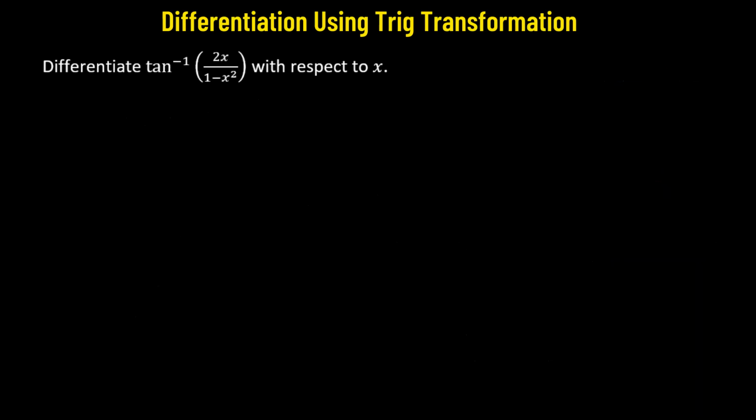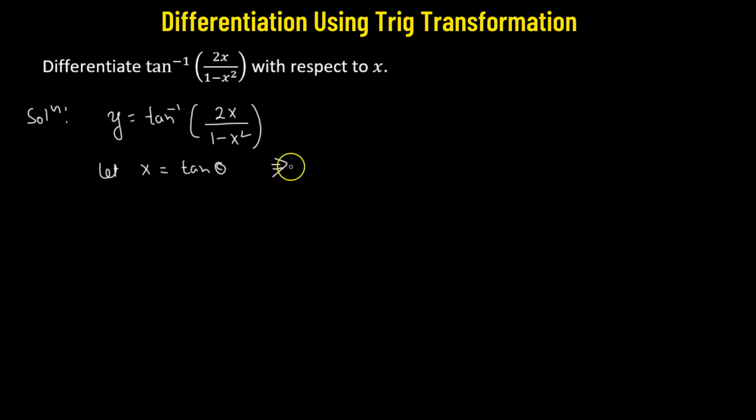So here we have tangent inverse of 2x over 1 minus x squared. We will consider y to be equal to inverse tangent of 2x divided by 1 minus x squared. So here we're going to make the trigonometric substitution x equals tangent of theta, such that 2x divided by 1 minus x squared becomes 2 times tangent of theta divided by 1 minus tangent squared theta. Now 2 times tangent of theta divided by 1 minus tangent squared theta is actually tangent of 2 theta.